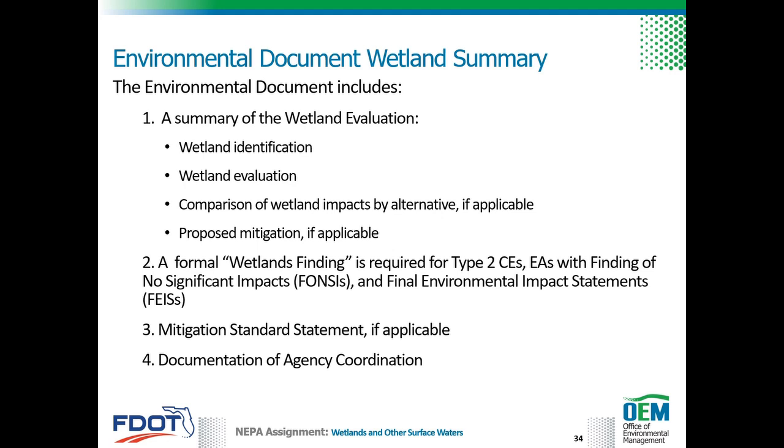The wetland summary must include the wetland identification and results of the wetland evaluation. The wetland summary should also include, as applicable to the project, a comparison of wetland impacts by alternative, proposed mitigation, the mitigation standard statement, any wetland commitments, and documentation of any agency coordination. A formal wetlands finding is required for Type 2 categorical exclusions, an EA with a finding of no significant impact or FONSI, and final environmental impact statement or FEIS.